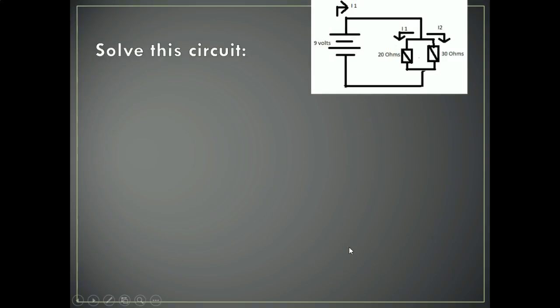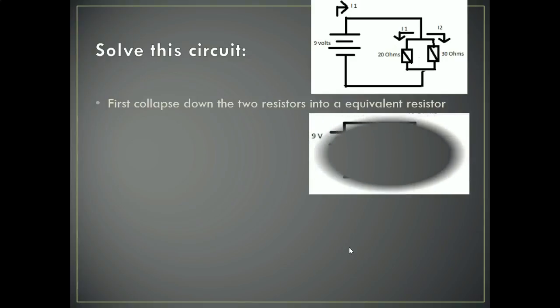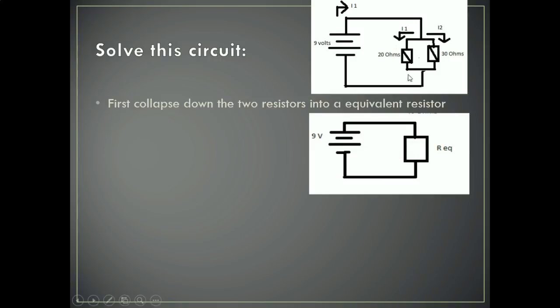So now we're going to solve a parallel circuit, which is a little bit more exciting than solving a series. So first we have to collapse down the two resistors into an equivalent resistor. So basically we combine these two into one mega resistor to make the problem much simpler. So if we do this, we can easily solve for the current if we know the resistance. So this is where Req comes in. So 1 over Req equals the sum of all the reciprocals of the resistors.